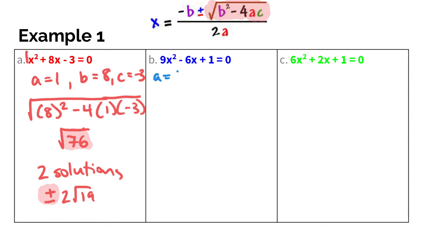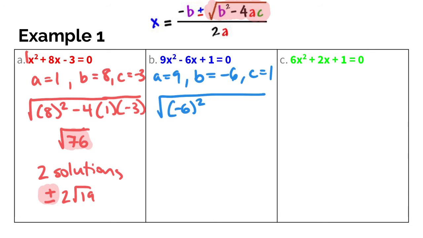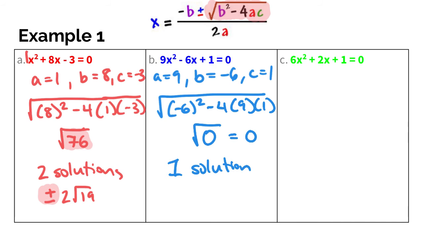Here a is 9, b is negative 6, and c is 1. Using my discriminant, I would take negative 6 squared, and be careful here with the parentheses. You want to make sure you put parentheses around that negative 6, minus 4 times 9 times 1, 4AC. Simplifying this, what you're going to get is the square root of 0. Now when you take the square root of 0, that gives you 0. So in this case, I would have one solution. The reason I would have one solution is it does not make sense to say plus or minus 0.